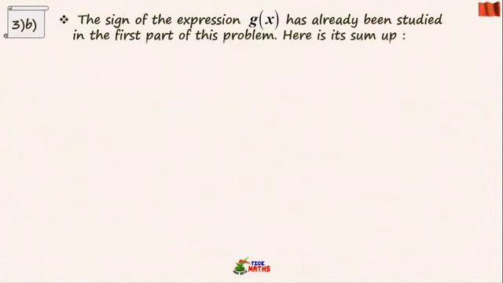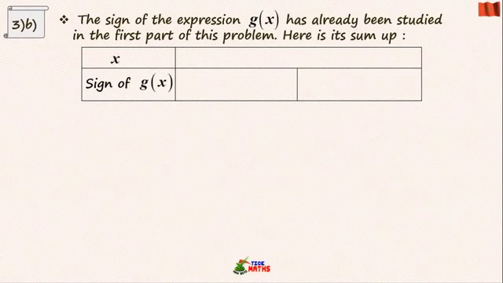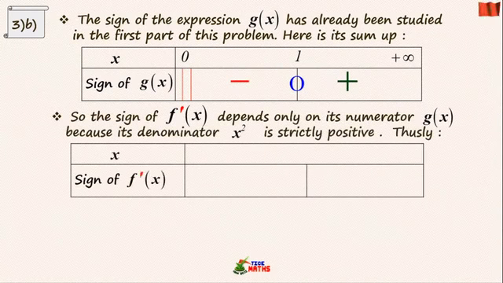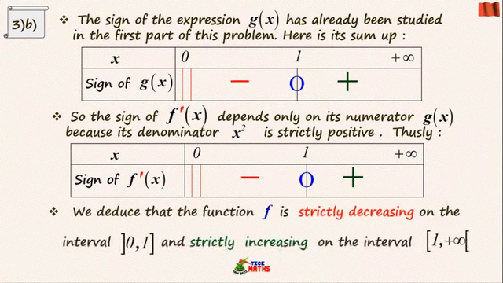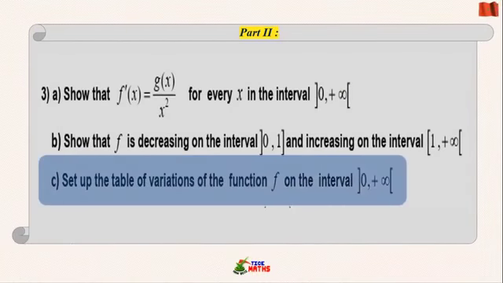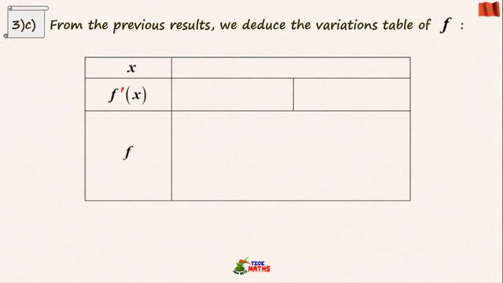The sign of g of x is obtained from part 1, question 2. The sign of f prime of x depends only on g of x because f prime of x equals g of x over x squared and x squared is strictly positive. Monotonicity of the function f is linked to the sign of its derivative f prime of x. In question 3c, the variations table of the function f is easily obtained from the results of the previous questions.